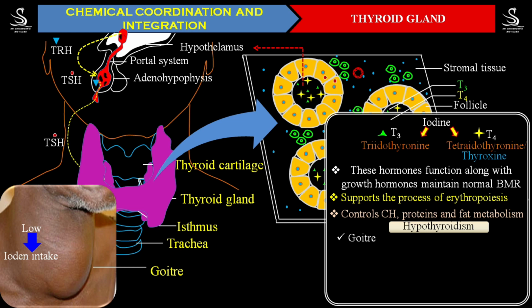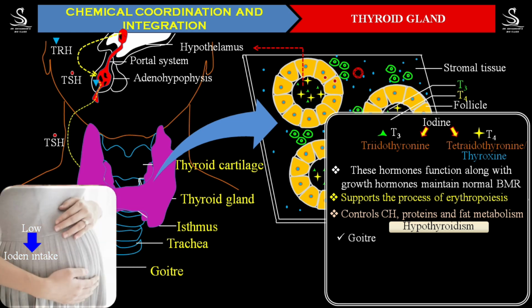Then we will take one more situation to understand the importance of T3 and T4 hormones. Suppose hypothyroidism occurs during pregnancy. This woman is pregnant, so a baby is growing in her womb. By that time, she is suffering from hypothyroidism.